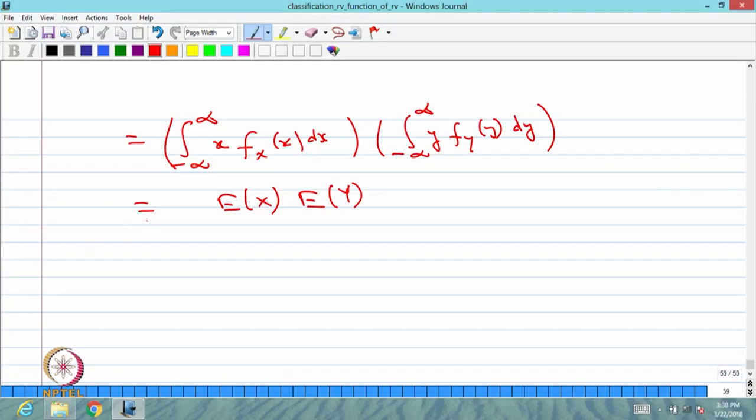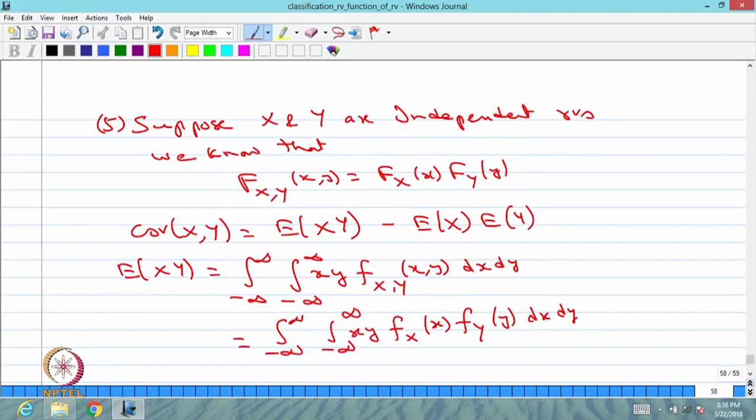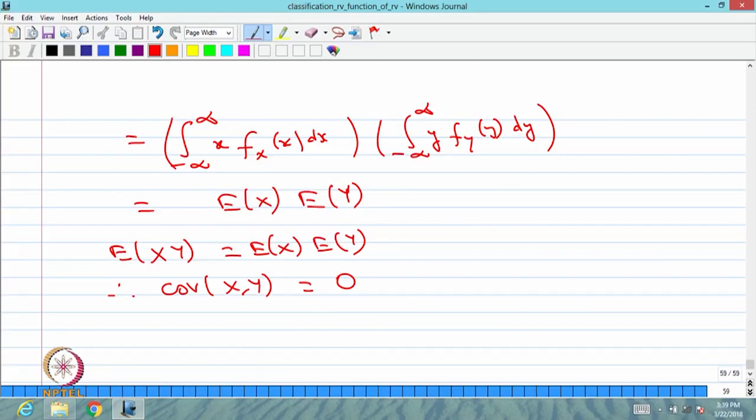We have given the derivation considering both random variables of the continuous type. Even if both are of the discrete type, you will get the same conclusion, that expectation of x into y is the same as expectation of x into expectation of y. Therefore, if two random variables are independent, then the covariance between x and y is expectation of x y minus expectation of x into expectation of y. But we just got the result that expectation of x y equals expectation of x into expectation of y. Therefore, the covariance becomes 0. This is the fifth result. That means if two random variables are independent, the covariance is going to be 0.